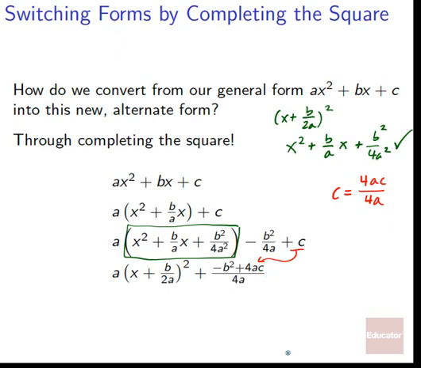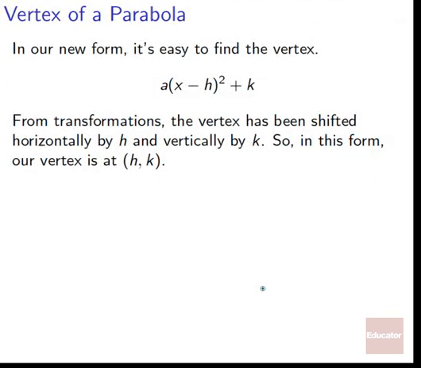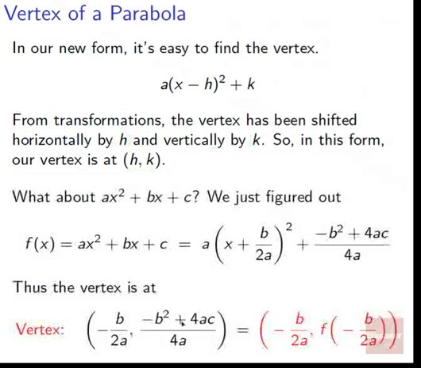And now we're back in that original alternate form. Or sorry, not that original alternate form. We've gone from our original normal form of ax squared plus bx plus c into our new alternate form. We'll see how it parallels in just a moment. In our new form, it's really easy to find the vertex. We've got a times x minus h squared plus k. So from our information about transformations, we see that the vertex has been shifted horizontally by h, and then vertically by k. So in this form, our vertex is at h, comma, k. Simple as that.